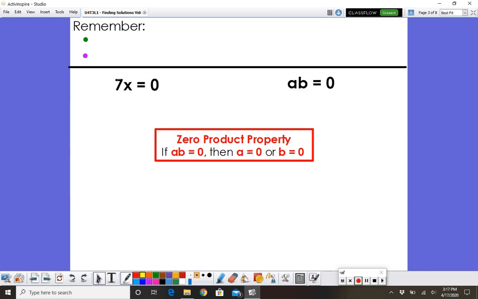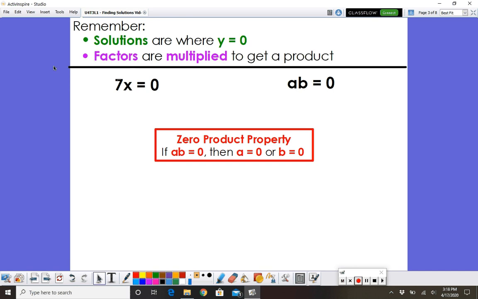In order to find our solutions, there are a couple things we need to remember. The first thing, remember, solutions are where your y value equals 0. And secondly, remember, factors are what get multiplied together to create a product. The method we're going to be using to solve our equations today is factored form. So we need to have our equations in factored form, and it's important to remember that factors are what you multiply to get a product.